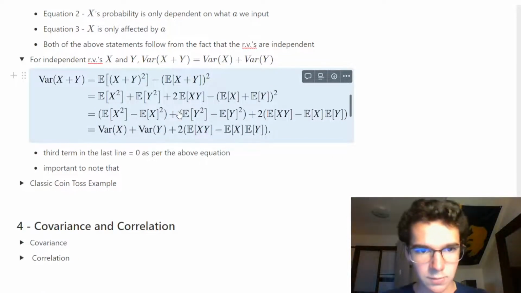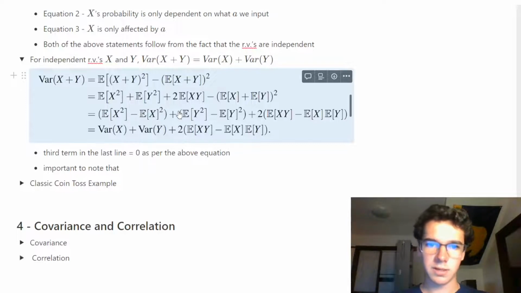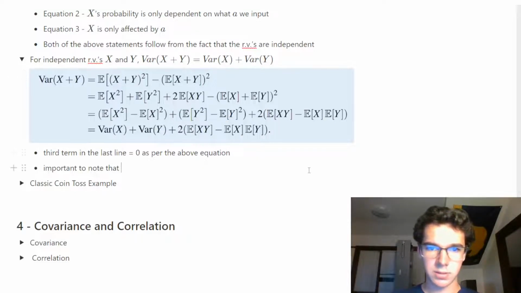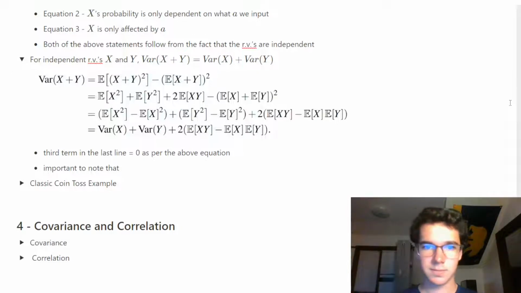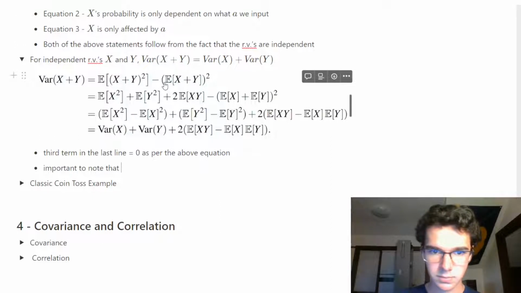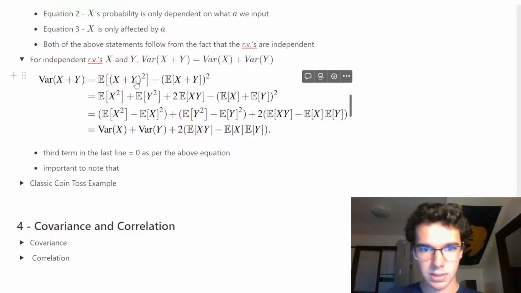For independent random variables X and Y, the variance of X plus Y is equal to the variance of X plus the variance of Y. Again, we're going to use the alternate definition of variance that we defined above. And it's just algebra at this point. So (X plus Y) squared becomes these terms, and then using the linearity of expectation, we can distribute the expectation, this E, onto each term.